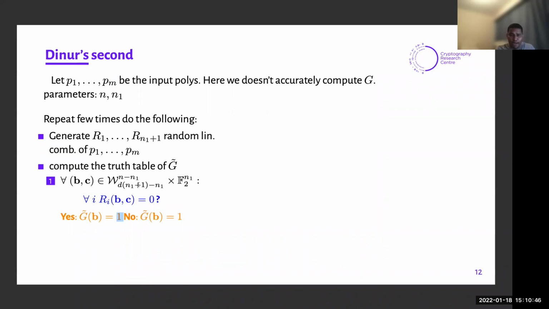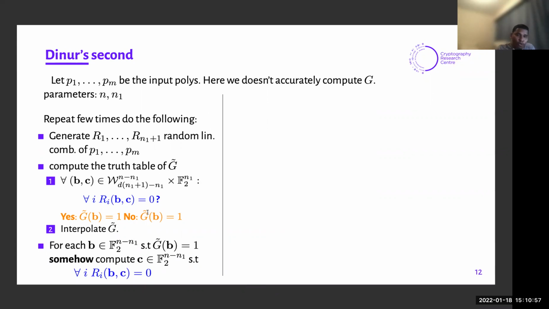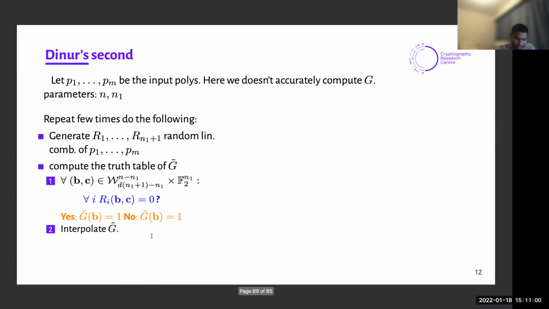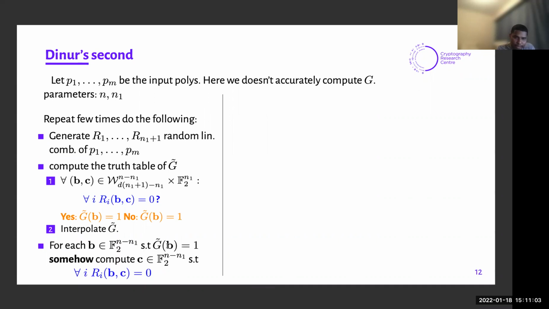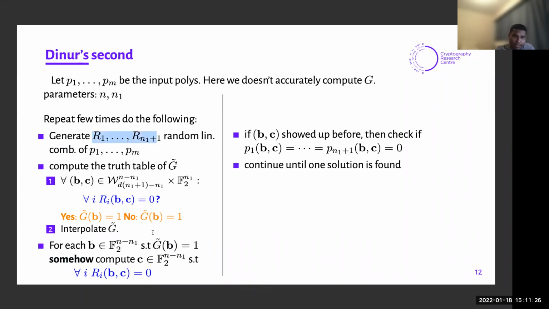And then what we have here is just the partial truth table of J tilde. So we interpolate J tilde, and we have the full truth table of only one approximation. And then we go through the truth table of the approximation, and whenever I find a vector where the approximation is equal to 1, I'm going to do something so that I can find a vector such that not the initial set of polynomials, but the system of polynomials given by the R's is equal to 0.